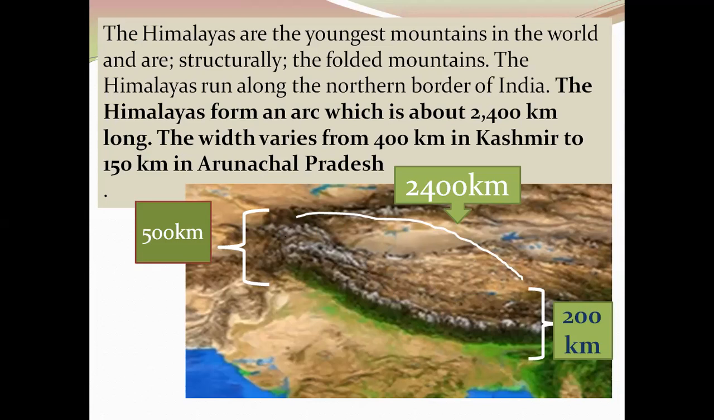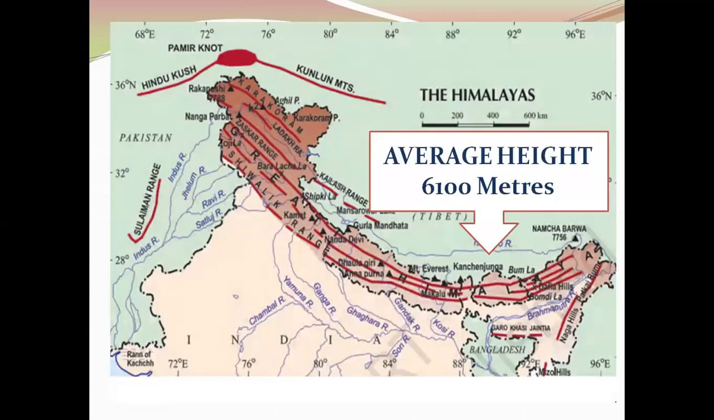Okay, another thing about the Himalaya is it is also the youngest folded mountain in the world. Width is 500 kilometers in the west, and width in the east is 200. Its average height is 6,100 meters altogether. All three ranges together, its height is 6,100 meters. Okay, children.